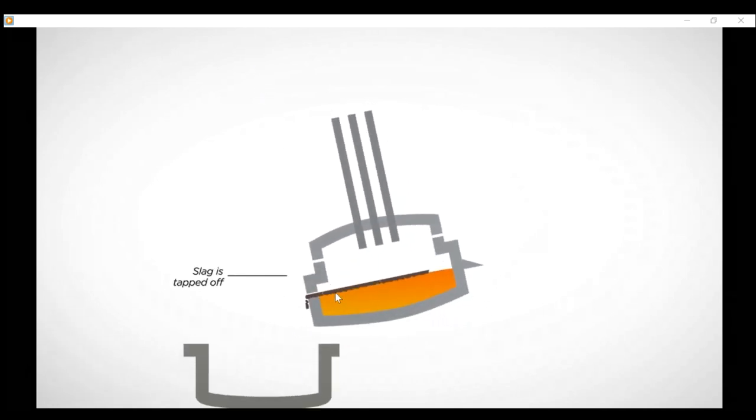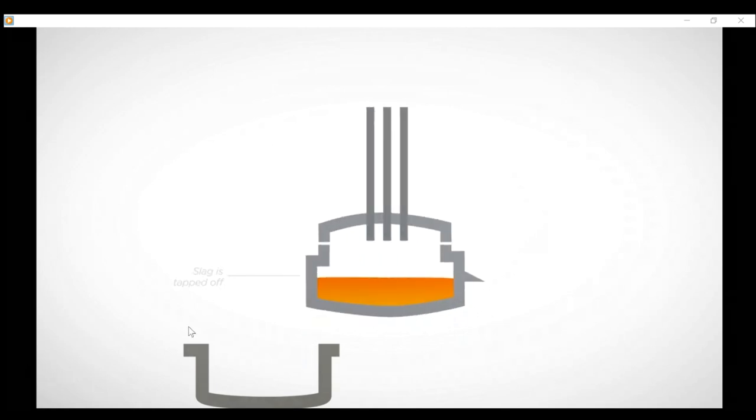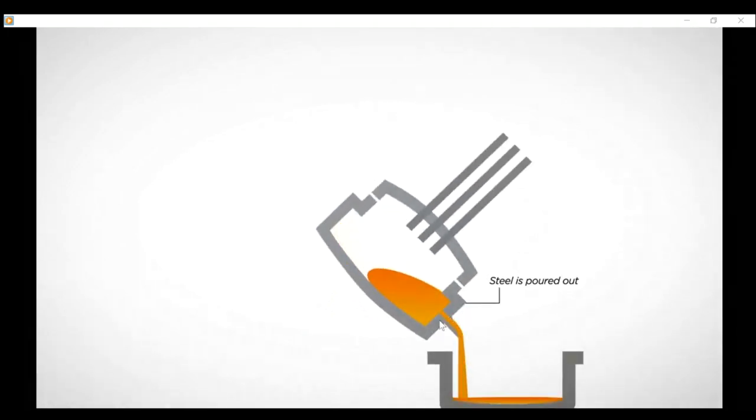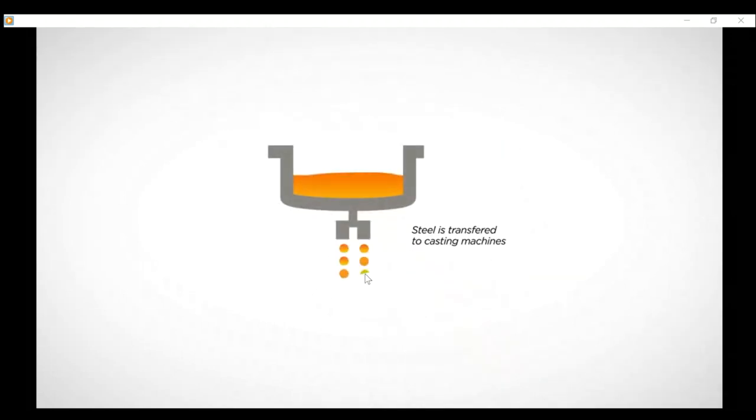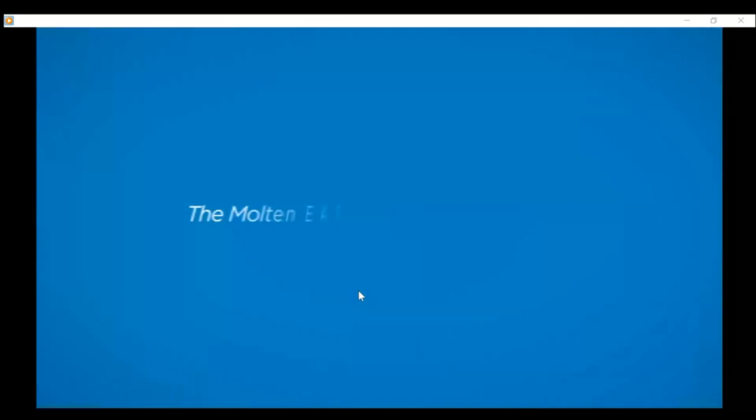Then now we tilt this side to take the slag out. We remove the slag, and then tilt the other side to take the liquid metal. So this is the liquid metal. Then you do the casting process. The steel is transferred to the casting machine, taken to the casting machine, and the casting process is done from there.